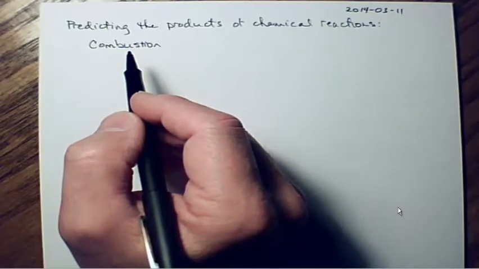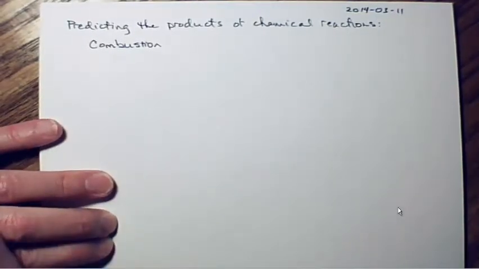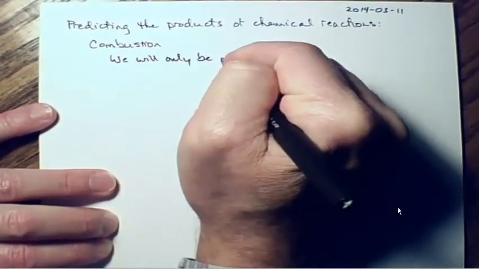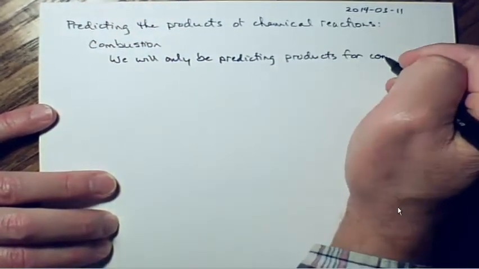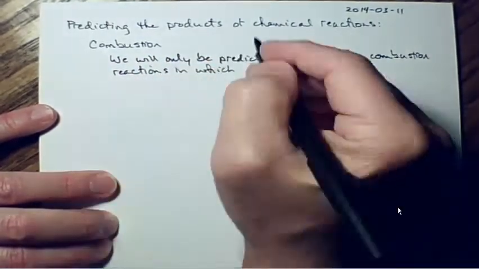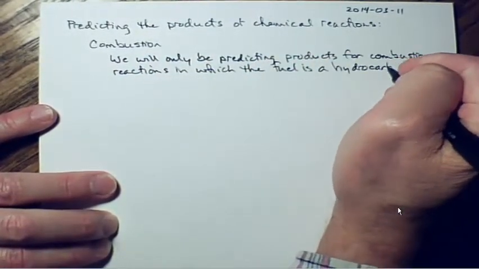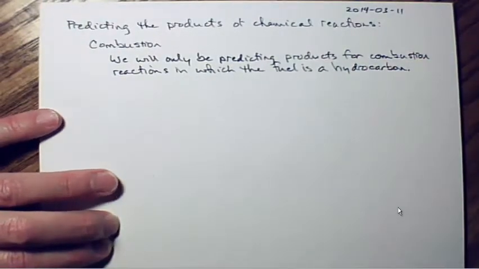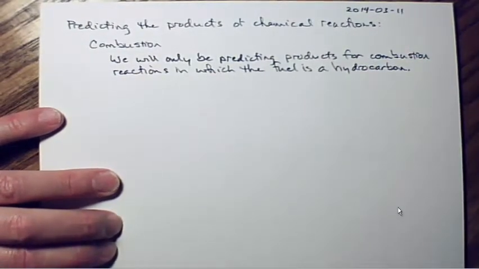The kind of combustion reactions we are going to be working with here in terms of predicting products will only be those chemical reactions that have a hydrocarbon as the fuel, not hydrogen. Iron, by the way, can burn. You can do combustion with iron. Okay? I can burn a lot of things, but we're only going to be working with hydrocarbons as the fuel in this class. So we're only going to be predicting products for combustion reactions in which the fuel is a hydrocarbon.